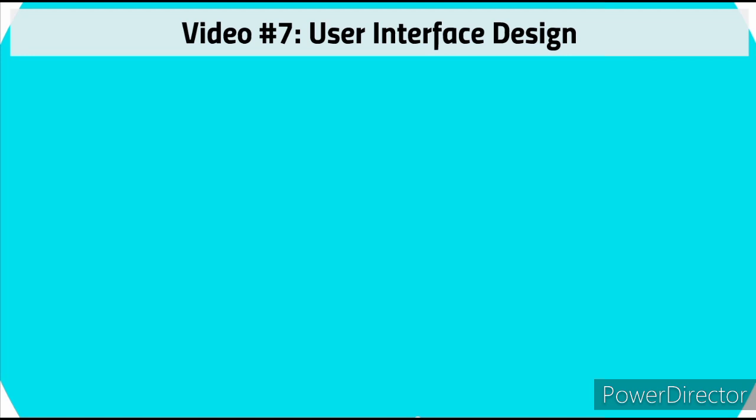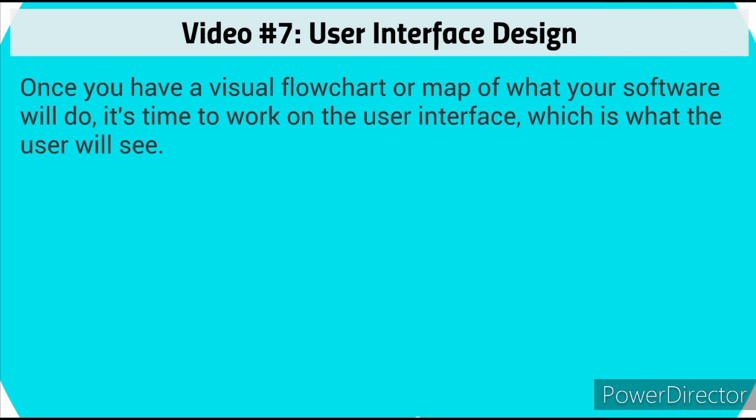Hello and welcome to video number 7, and we're going to talk about user interface design. So once you have a visual flow chart or map of what your software will do, it's time to work on the user interface, which is what the user is going to see. So the flow chart really was for you to understand and for the programmer to understand, but the user interface is also for the programmer, so that you have an idea of how things are going to be laid out and all of that.